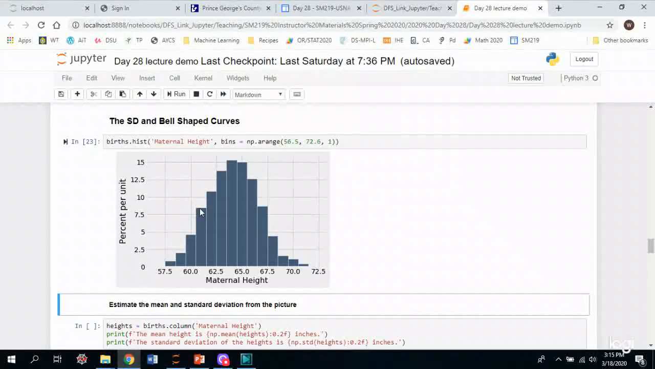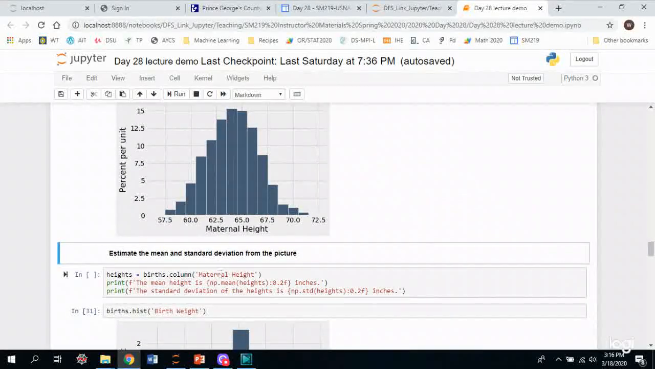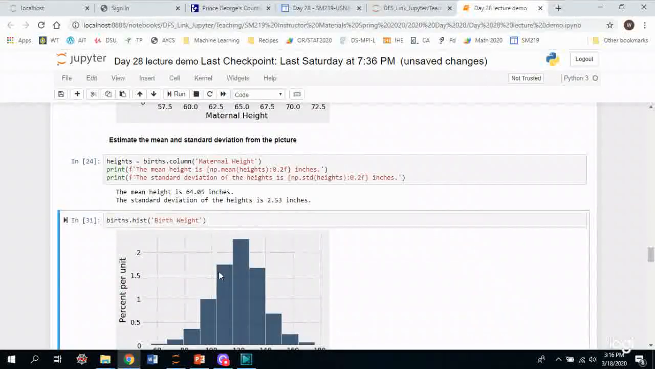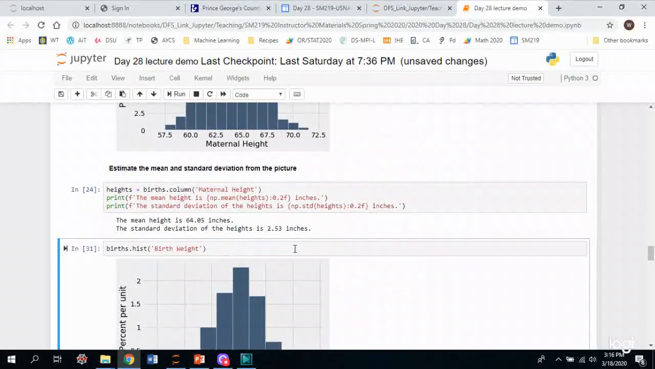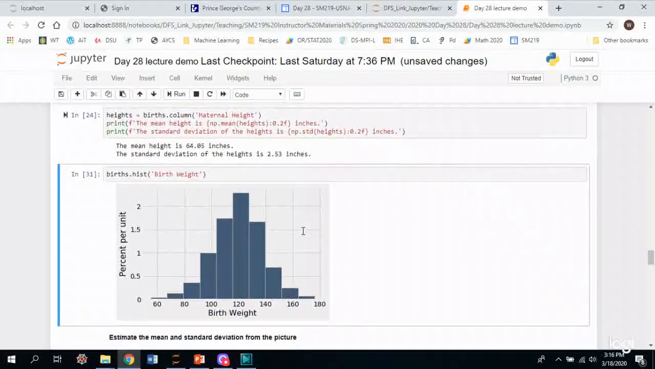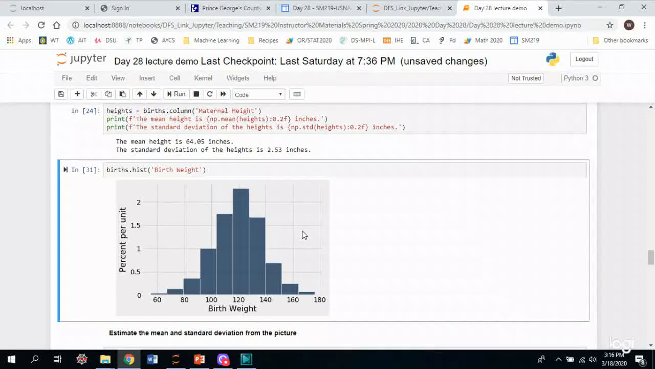It looks like the standard deviation is the distance between 61 and, say, 64. The distance from the point of inflection to the center. That's about 3. Let's check to see whether our estimates are correct. Yeah, the mean height is 64.05 inches, and the standard deviation is just a little bit less than 3. Pretty good. Let's look at birth weights and see if we can do the same thing.